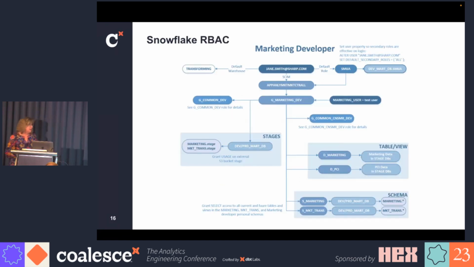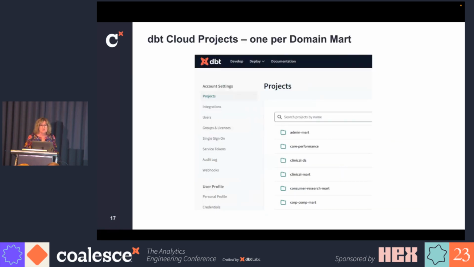And here I'm showing a persona for a marketing developer, and how the security is set up on our Snowflake platform. You have a particular marketing user, and this shows the different hierarchical roles that needed to be set up in order for them to access the data within their own marketing mart and to select the data against which they're building these marts. Just highlighting again, we have one cloud project per domain mart.